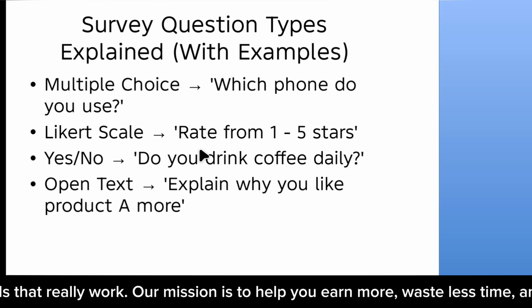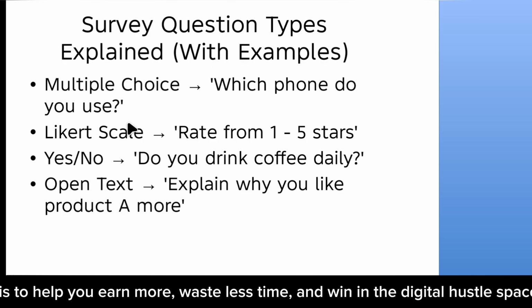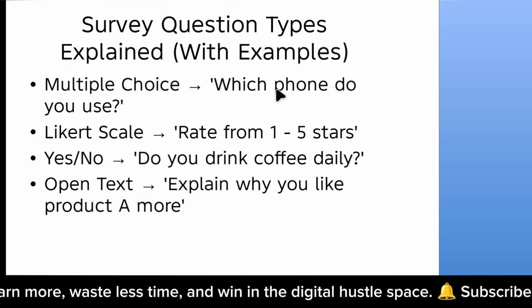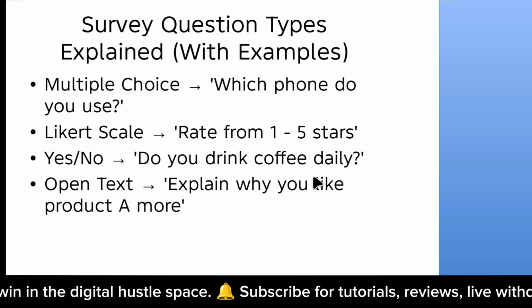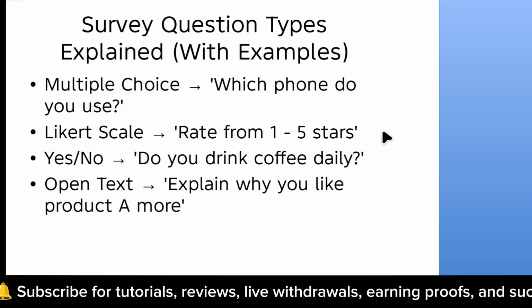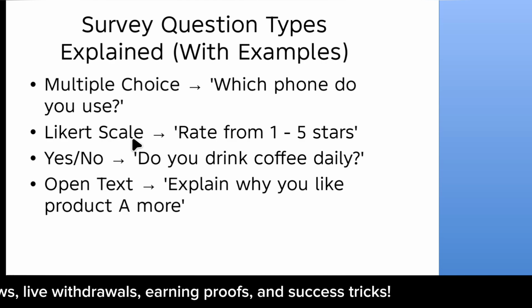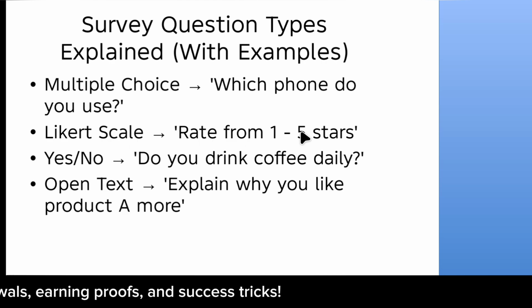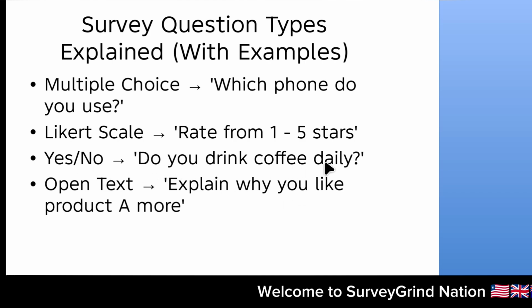Survey question types explained with examples. You can see the multiple choice question. Which phone do you use? Then they give you options like Redmi, Tecno, iOS, and you just have to pick the right one. Now the next one, Likert scale, where you have to rate either 1 star, 2 stars, 3 stars, and so on. Then you have the yes or no question, when they just ask you a straightforward question. Do you drink coffee daily? You pick yes or no.